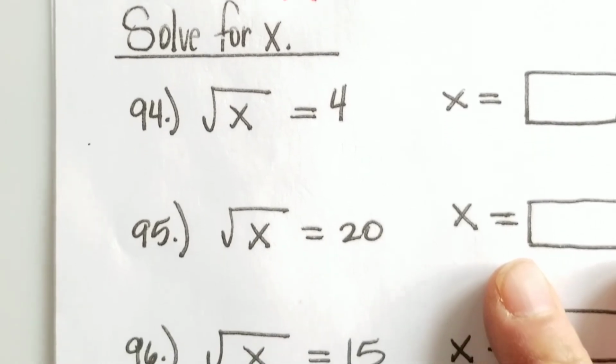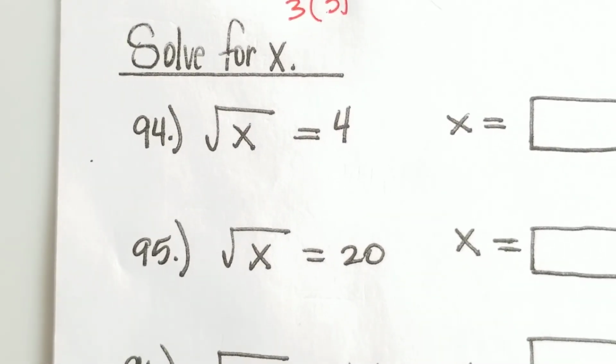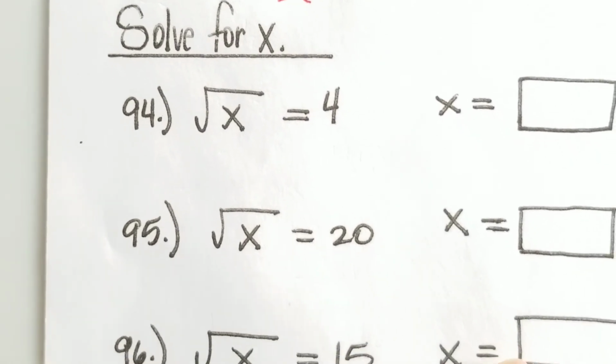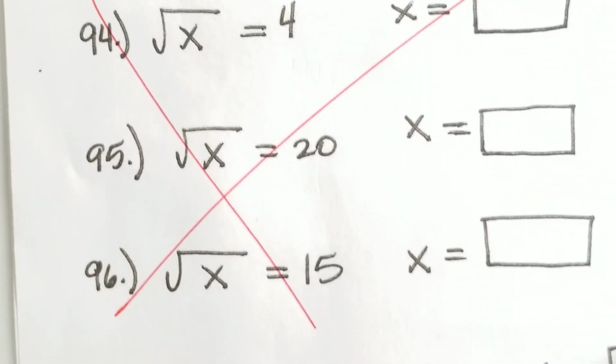I made a mistake here, and I repeated the problems from earlier, number 90, 91, and 92. So you can go ahead and skip those. You won't see those on the final because we just did those.